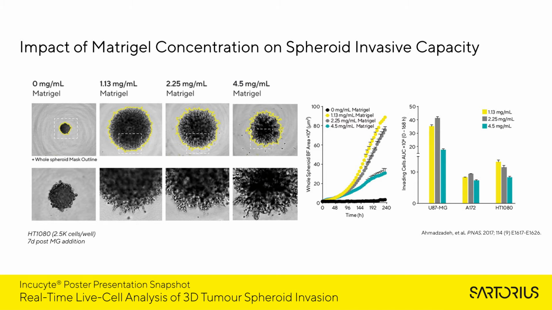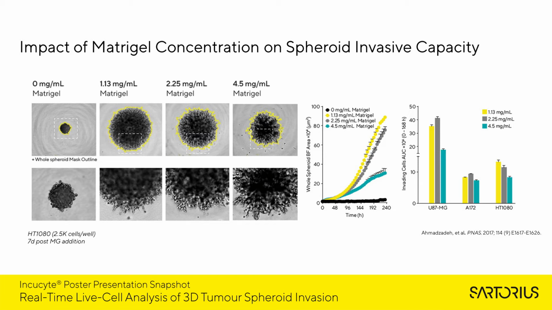Now, to understand the relationship between ECM properties, invasive capacity and invasive phenotype, HT1080 spheroids formed for 3 days were embedded in increasing concentrations of Matrigel for 10 days. The acquired images shown here and the quantification of the whole spheroid area demonstrated that spheroid invasive capacity is Matrigel concentration dependent. And the bright field images also illustrate the effect of Matrigel concentration on invadopodia.